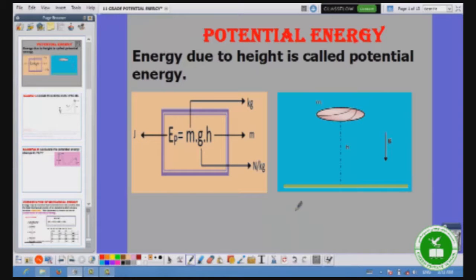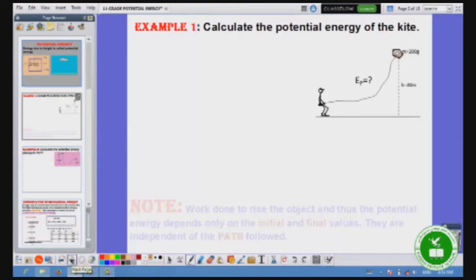Okay, now let's see the formula. Potential energy, EP, means potential energy, equals mass of the object times gravitational acceleration of Earth times height of the object from some reference level. So potential energy will be equal to m times g times h. M you know is mass, g you know is gravitational acceleration of the Earth, h you know is height of object from ground or some other reference level. Okay, so let's solve a few examples to make it more clear.